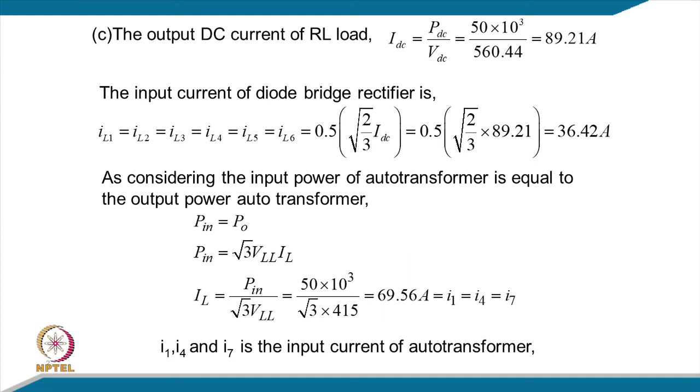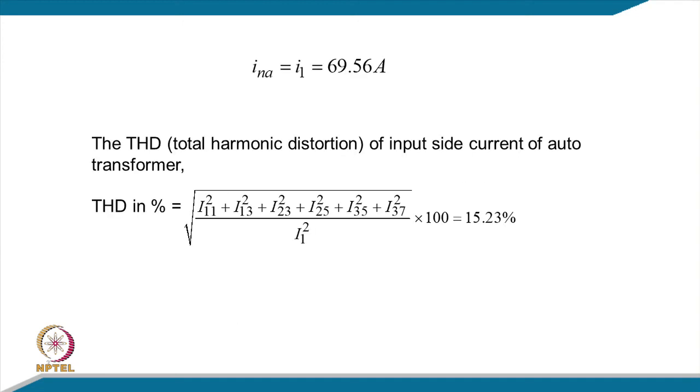So that comes to 69.56 ampere, and I1, I4, I7 are the input currents of the autotransformer. From that we have all the winding currents, so we can find even the current in the primary side. This is the current, and now of course you can find from the different harmonic currents the THD of 15.2.